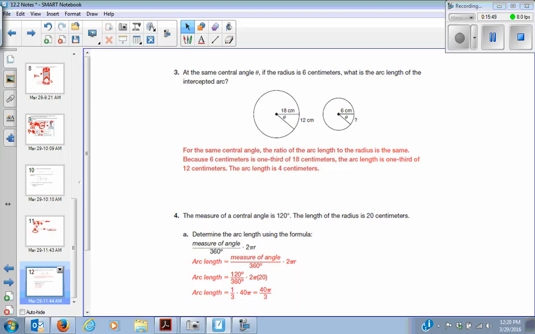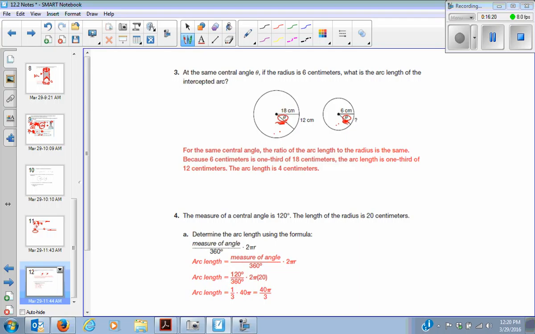At the same central angle theta, if the radius is 6 centimeters, what is the arc length of the intercepted arc? So here we go. We've got these guys right here, which we know are similar to each other because all circles are similar. So if I can do this, what I can say is, hey, this is the same angle here, this is the same angle. So now I'm talking about the same portion. They're going to be proportionate because those two angles are the same. If this is a different angle right here than this is right here, then this proportion will not work.